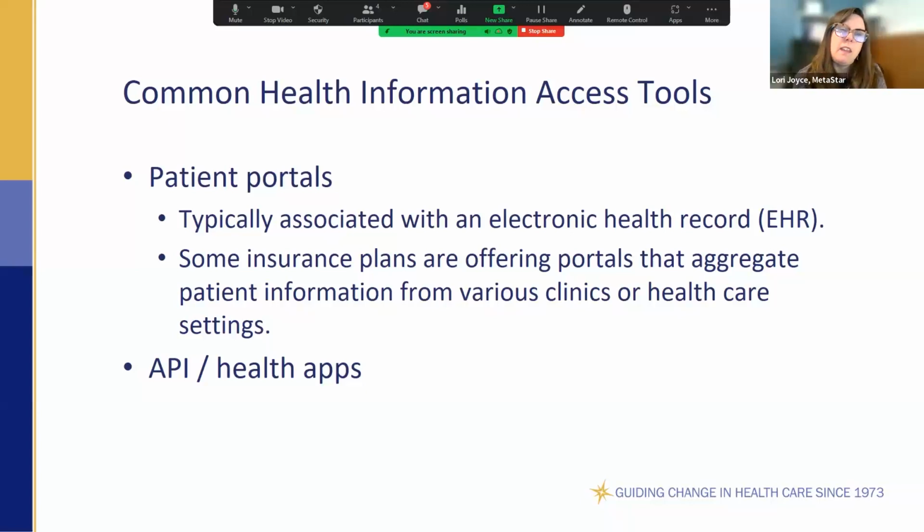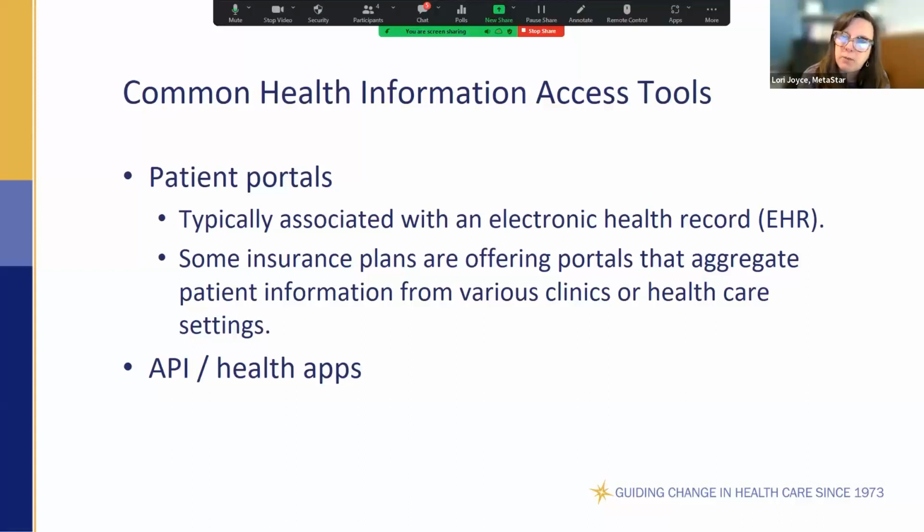The other piece that I wanted to make folks aware of, that I know I have really enjoyed personally, is the fact that some insurance plans are offering portals that are starting to aggregate patient information from various clinics or healthcare settings and having that all available in one spot.